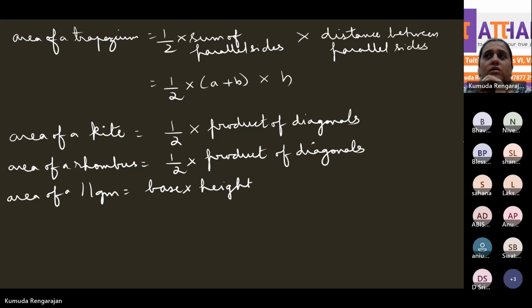Triangle, you know. If it's a triangle and you have to find the area of the triangle, half base into height. A rectangle, square, you know. So these you have to remember. This also, you know. We are just recalling. Rhombus and kite, half product of diagonals. Parallelogram, base into height, not half base into height, simply base into height. And trapezium, half into sum of the parallel sides into distance between them. Is it over?